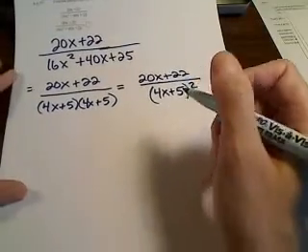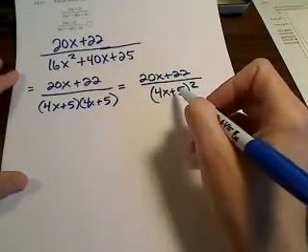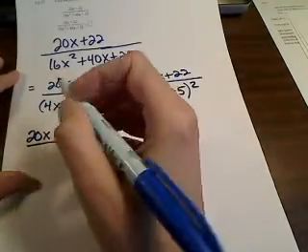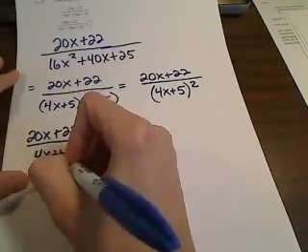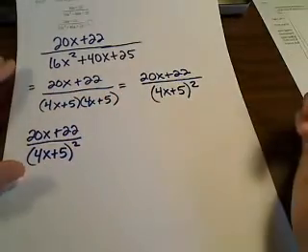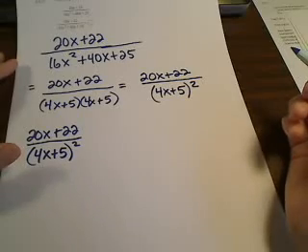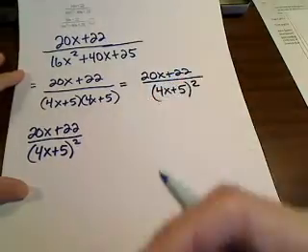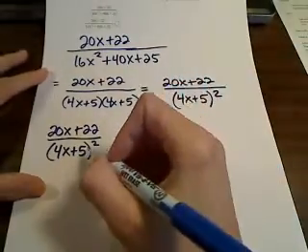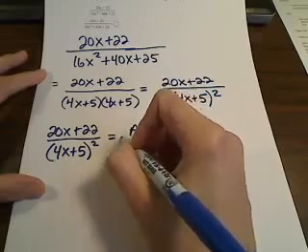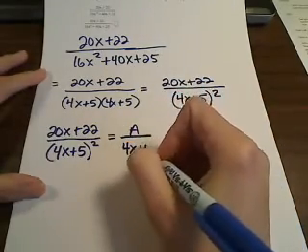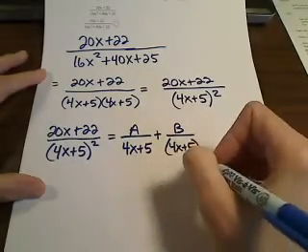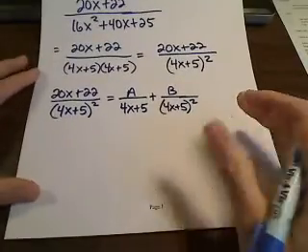Okay, so what we want to do, this is a linear factor that is repeated. So when we go to set this up, this is case 2. Remember that there are 4 cases when you're working with partial fraction decomposition, and you need to be able to identify which case the denominator is in order to be able to know how to set it up. Okay, so this particular problem, because this is a repeated linear, we're going to set it up this way. We're setting it equal to a over 4x plus 5, and then b over 4x plus 5 squared.